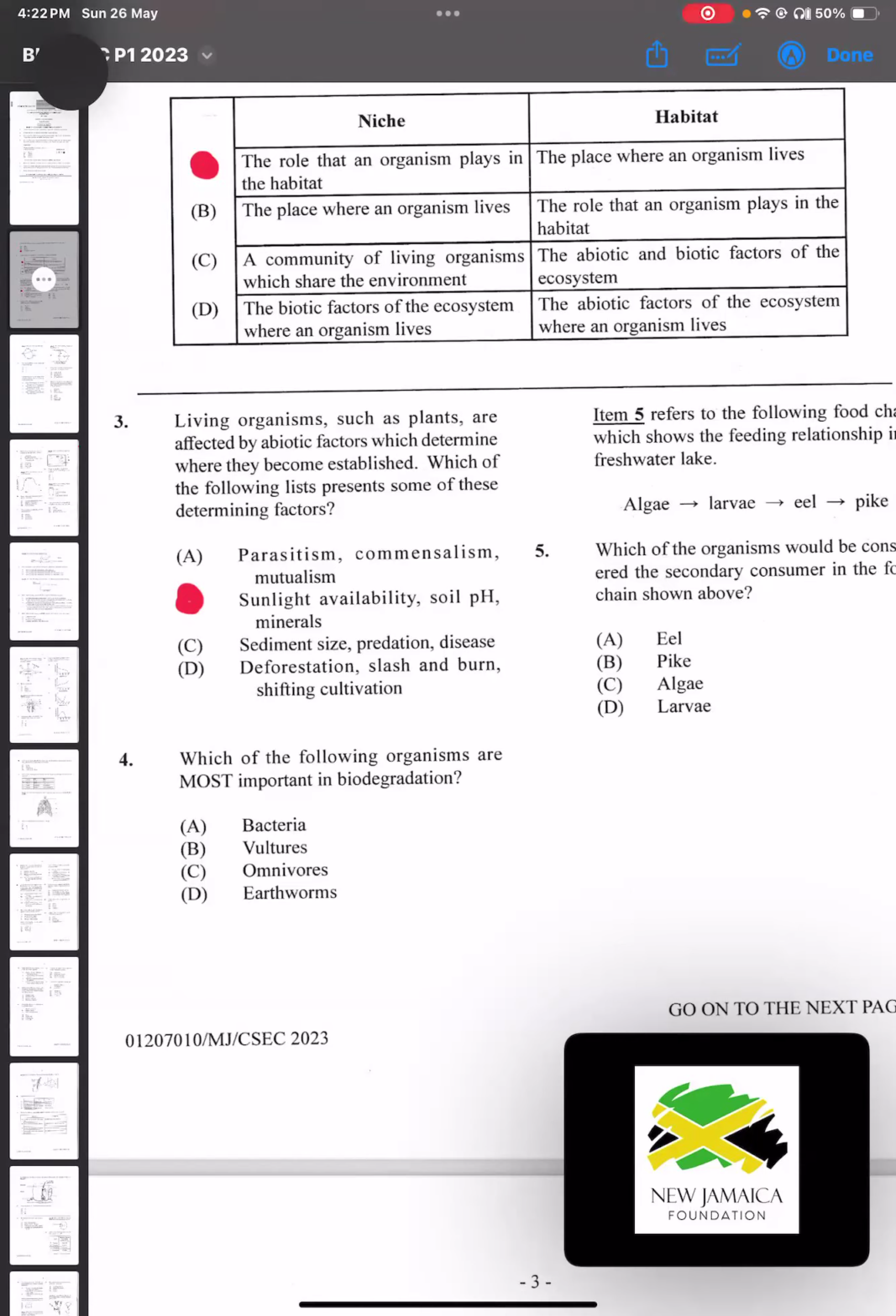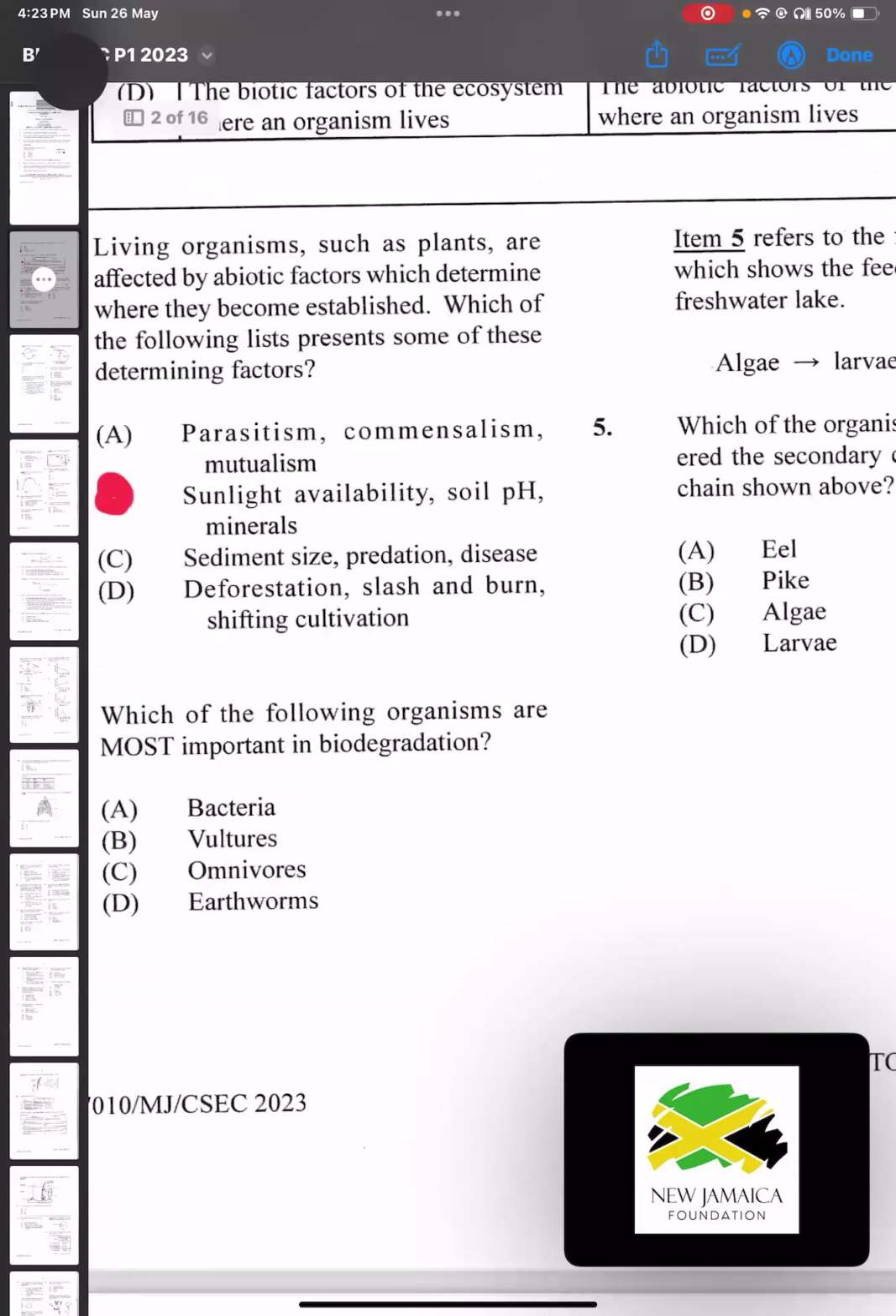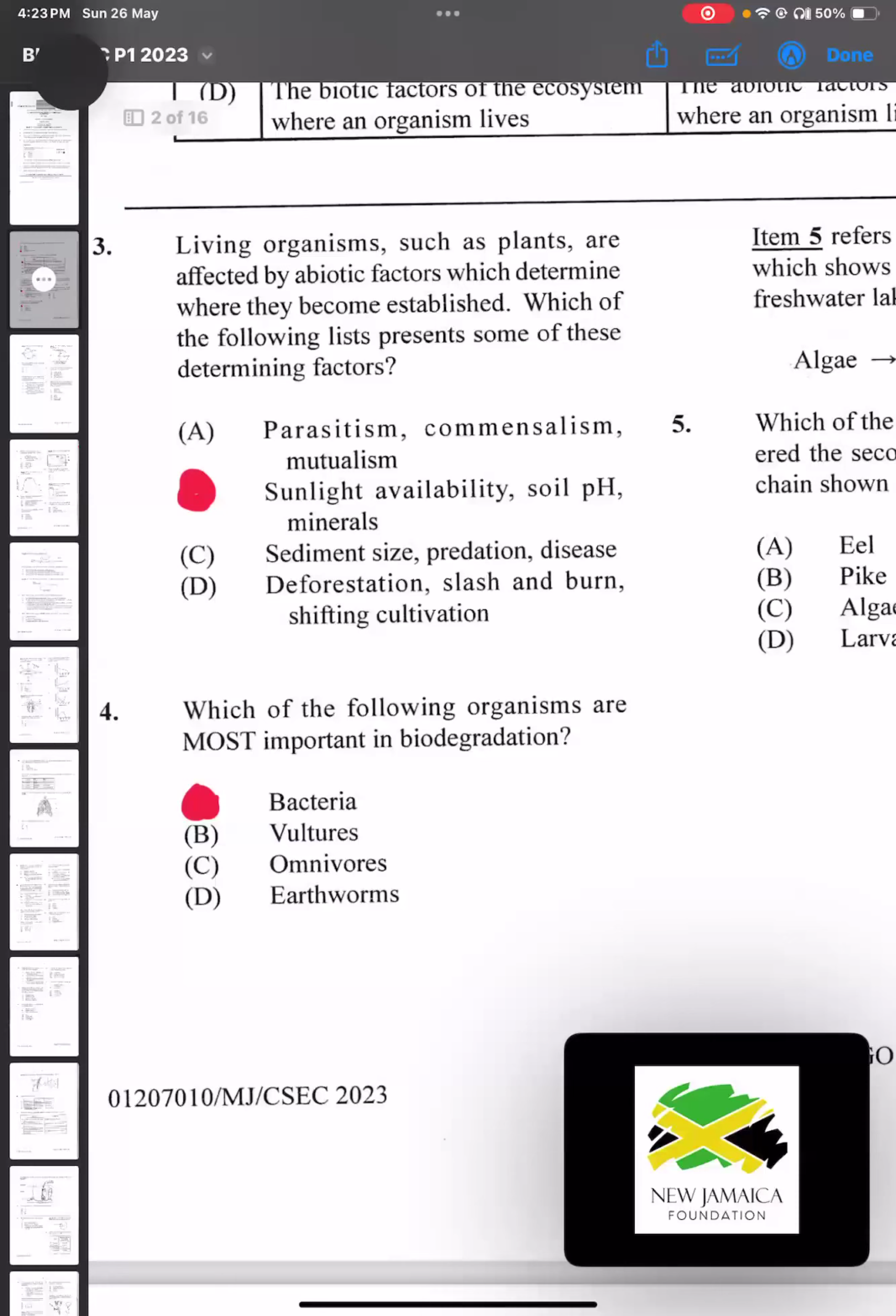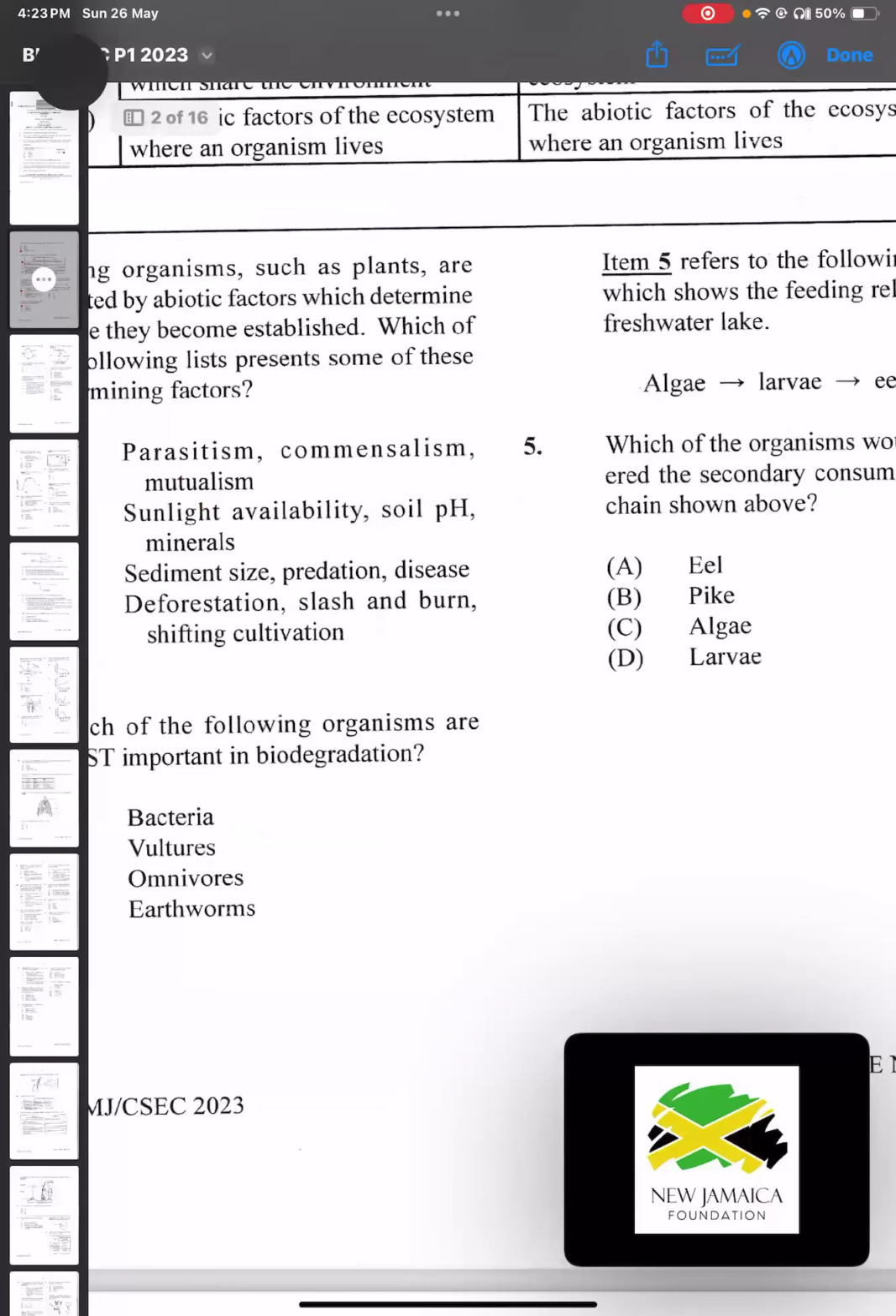So for number 4, it's asking you about the organisms that are important in biodegradation, or the breaking down of organisms and different types of matter that we have. The most appropriate answer for this would be A, bacteria. Although all of the other ones play a part in breaking down material, bacteria is the most important one here. Omnivores is not really considered as one, but vultures and earthworms are, but bacteria would be the most appropriate.